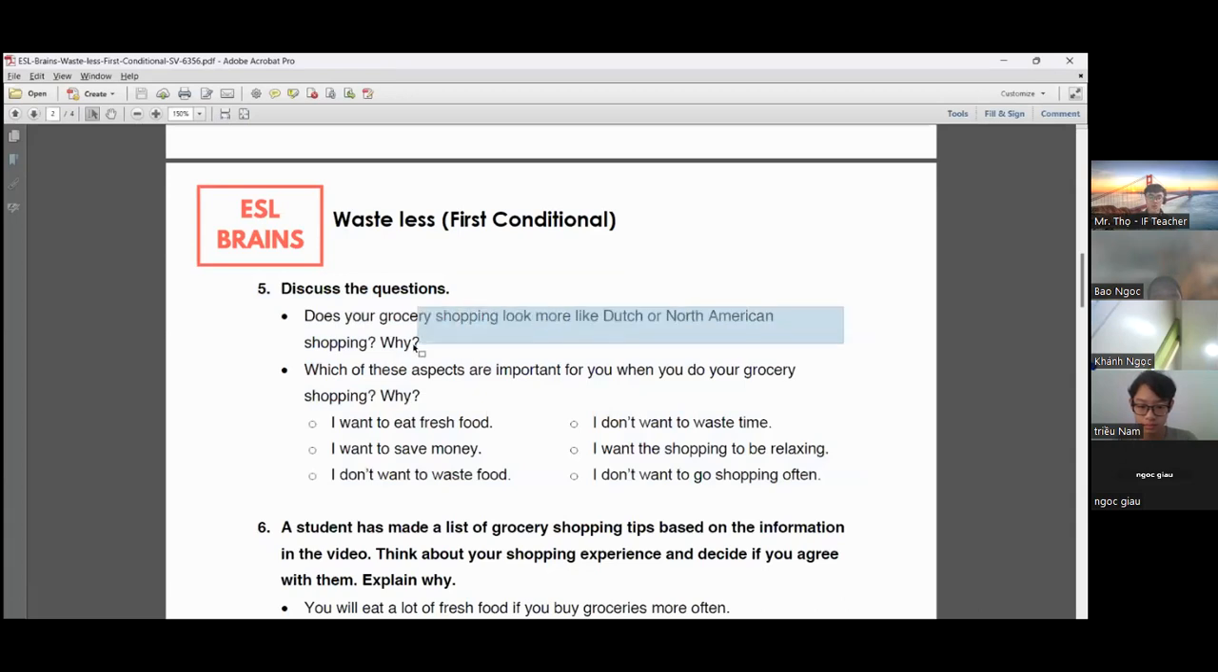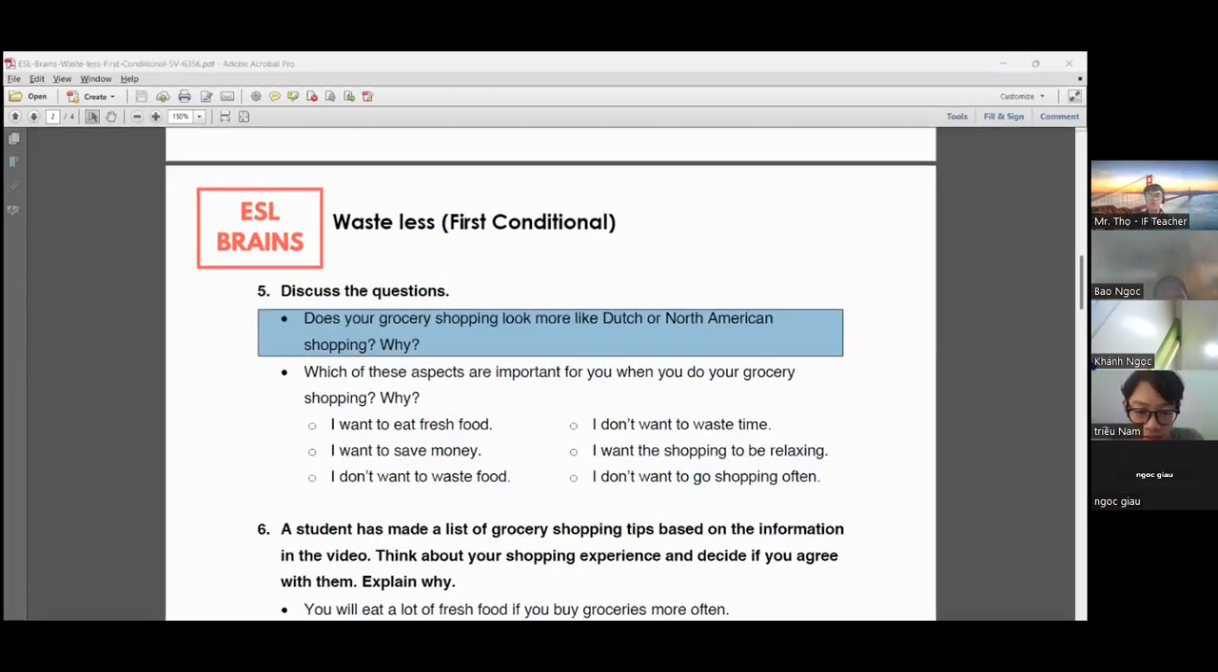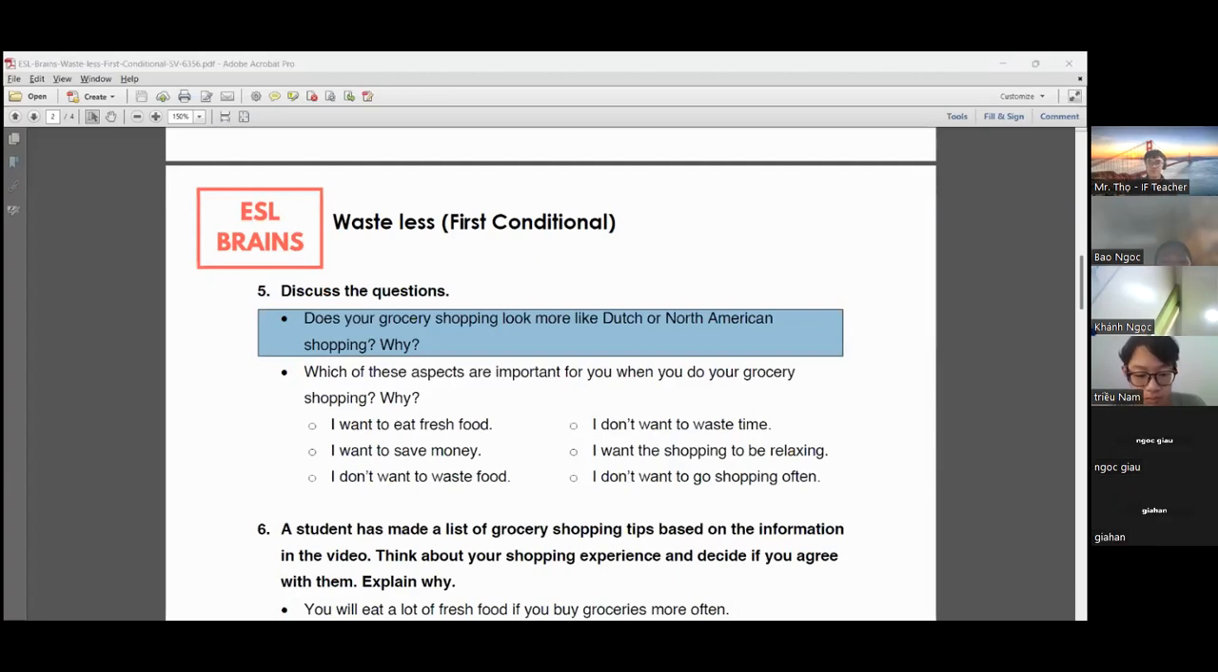Does your grocery shopping look more like the Dutch or the American shopping? Why? All right, anybody volunteer? Can I invite Ngọc? Yes. The first question is, does your grocery shopping look like...?